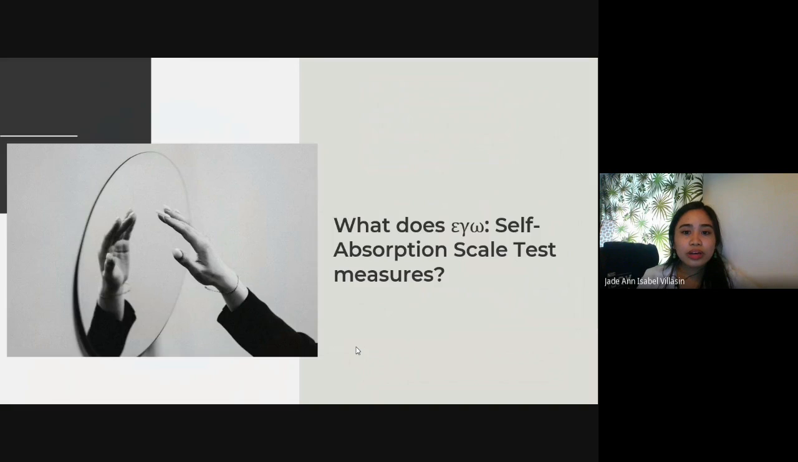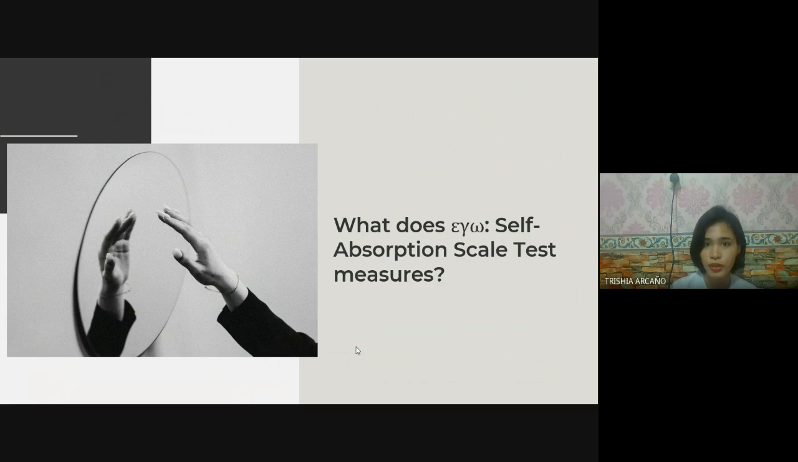So moving on, we will now talk about what the EU self-absorption scale test measures. Trisha, can you tell us more about it? Okay, so let's now move on to what the self-absorption scale test measures. The test intends to measure people's self-absorption in general with no definite age. It contains 60 statements divided into needs, feelings, and rights. The scale ranges from 1, which corresponds to not like me at all, as the lowest, to 4 as the highest.